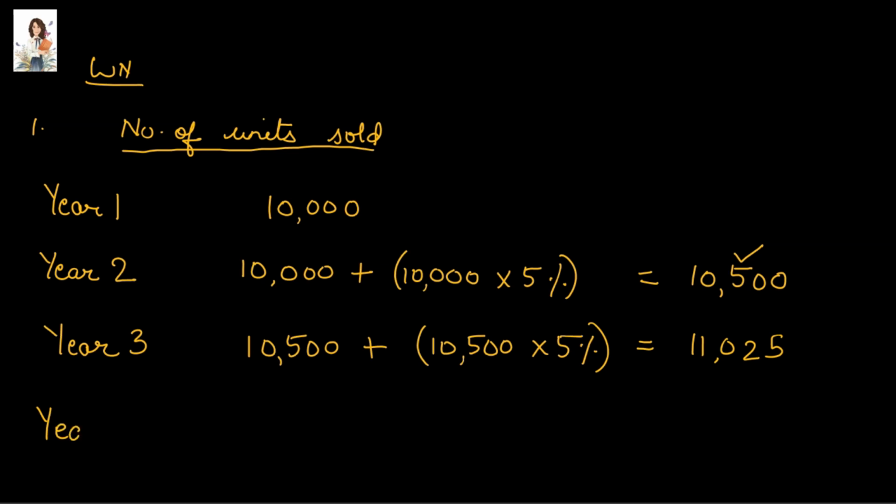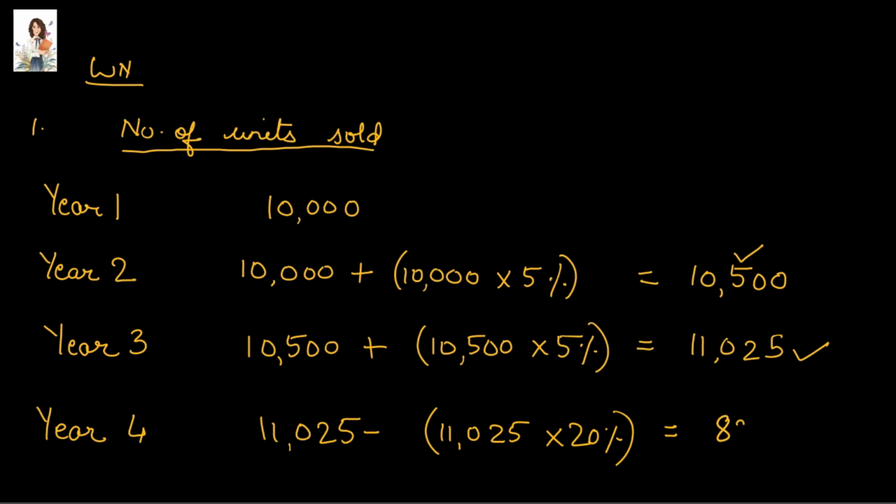In year 4, they have predicted that there will be a fall of 20% in the sales volume. So 11,025 minus 11,025 into 20%. Which gives us 8,820 units. So 8,820 units are expected to be sold in year 4.